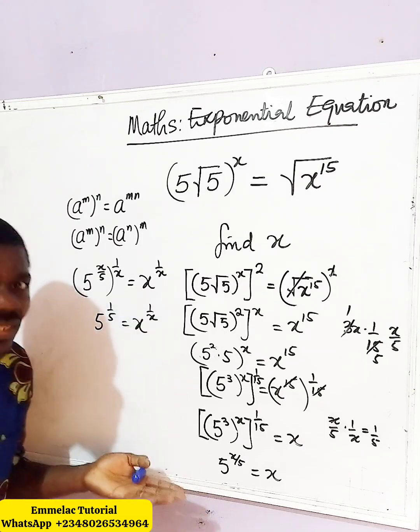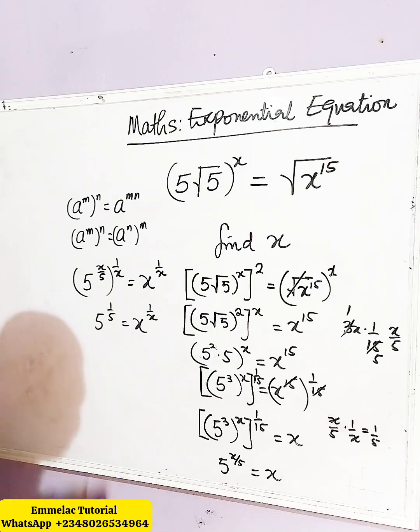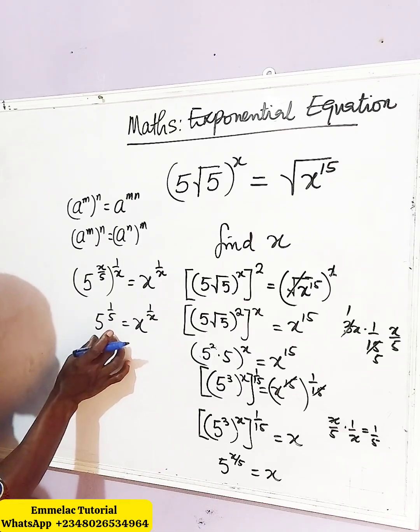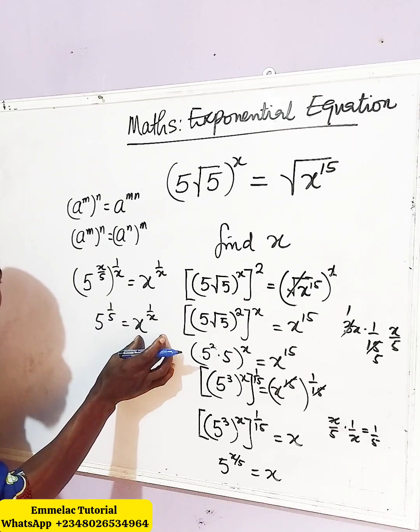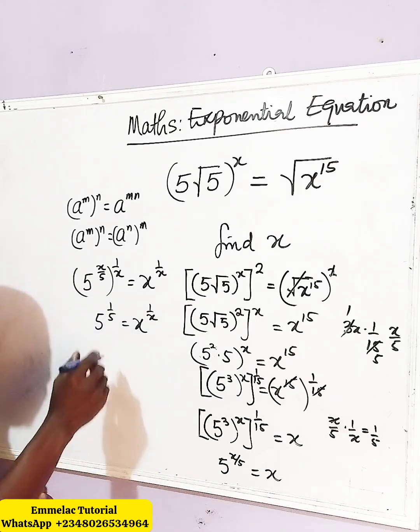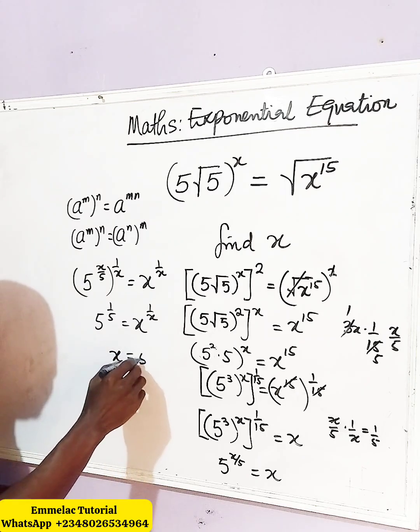Now looking at this, you can see by comparison, the left hand side has the same pattern as the right hand side, and by comparison we can conclude that x equals 5.